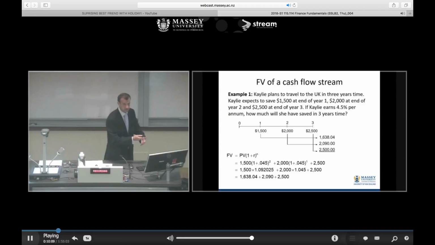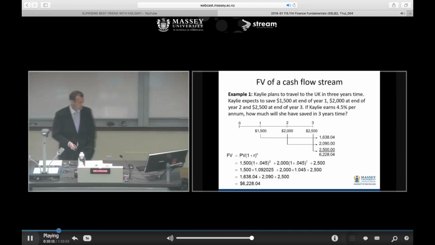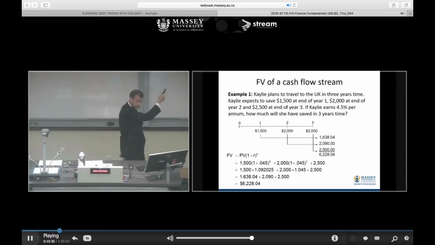What she wants to know is how much she is going to have when she leaves. So we can now just add them all up. She's going to end up with $6,228. So with these multiple cash flows, we can just apply this formula here. The nice thing about this is that this is the method we have to apply if the cash flows are different every year.